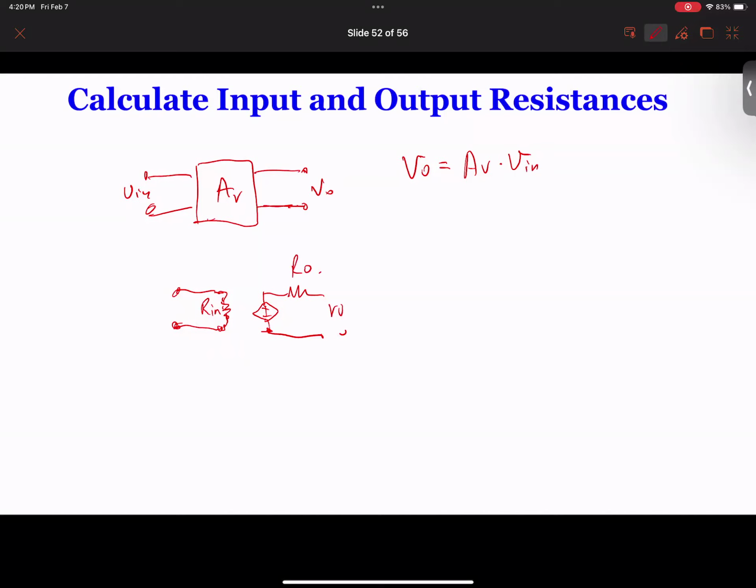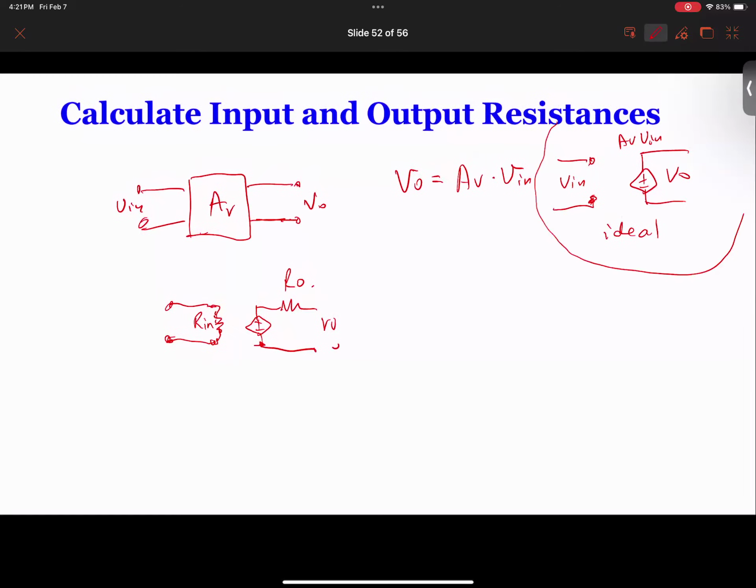Okay, so why are the input and output resistance important? The reason is it's going to change the whole thing. For example, if we don't have them, in this case you have this one here. So this is the ideal case. If you have an ideal input and output, like the input multiplied by gm or whatever, the AV, it gives you VO. So this is AV times Vin. Okay, so that's your ideal case.